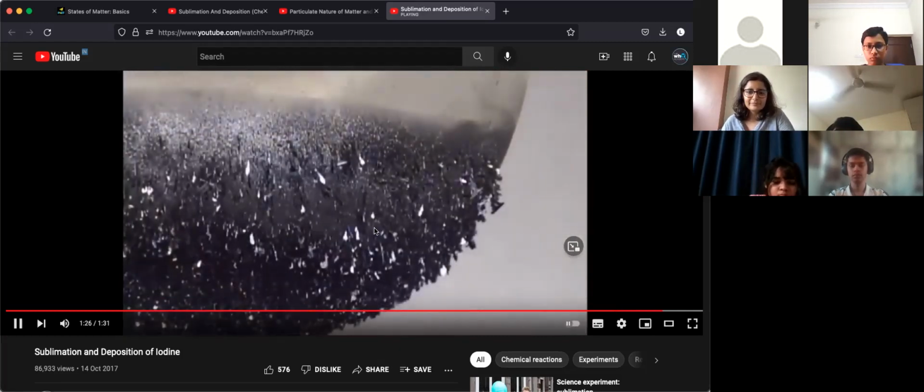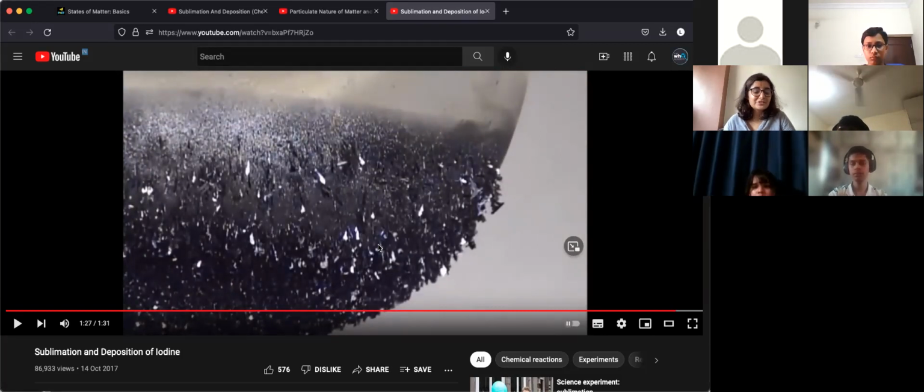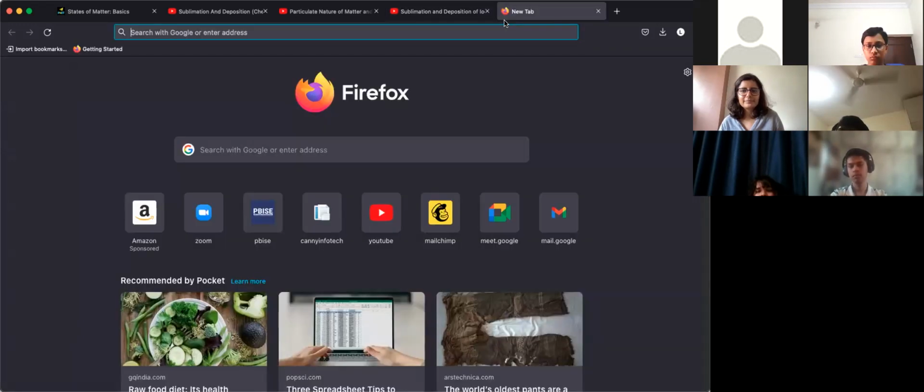Is this crystal like really rare or something? Is it very expensive if you buy it? It is not like diamonds. Iodine is pretty common, extremely common. You'll find it in hospitals. I think it's very affordable.